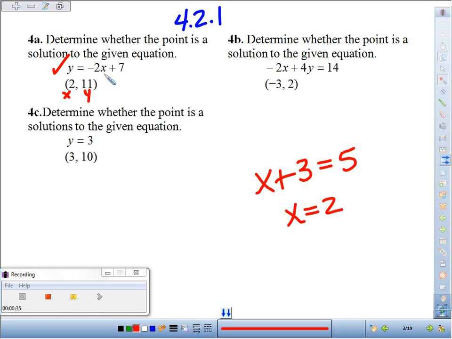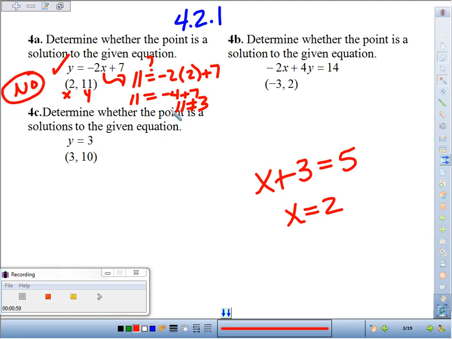So in 4a, if we substitute 2 for x and 11 for y, we get the equation 11 equals negative 2 times the x value, which is 2, plus 7. We have to decide, is this true or not? Does 11 equal negative 4 plus 7? Negative 4 plus 7 is 3, and 11 is not equal to 3, so 4a, this point (2, 11), is not a solution because it doesn't work in the equation.